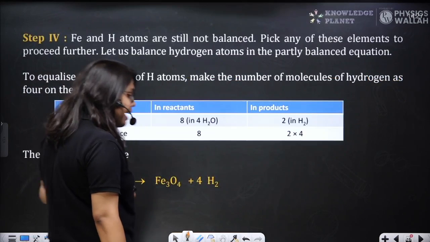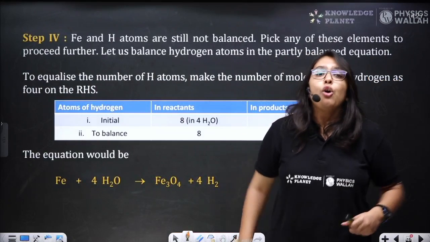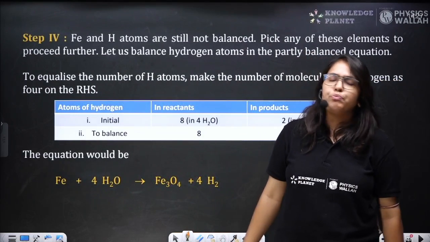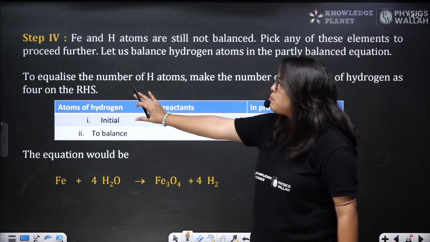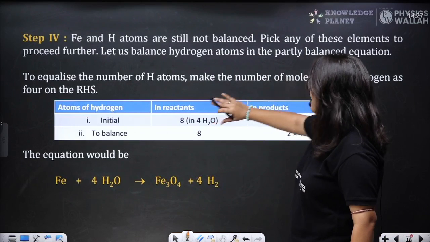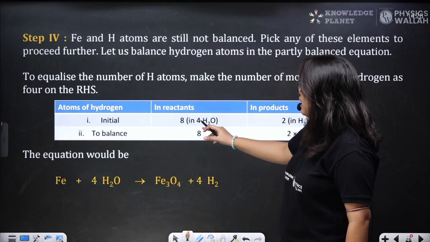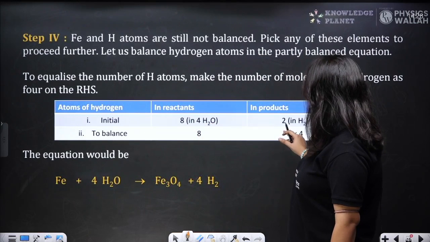But since, as I told, it's convenient to balance the compound or the element which has more number of atoms, in this case it is hydrogen. So let's balance hydrogen. Again, you draw a box. The first box, atoms of hydrogen in the reactant side, in the product side. Then initially how much do we have? 8. That is 4 into 2. That makes it 8 atoms. In the product side, we only have 2.